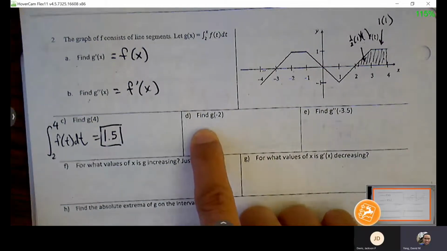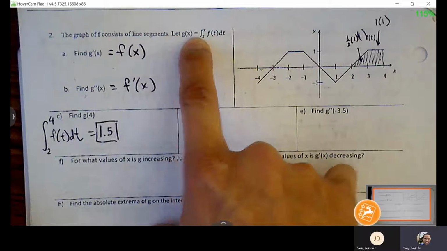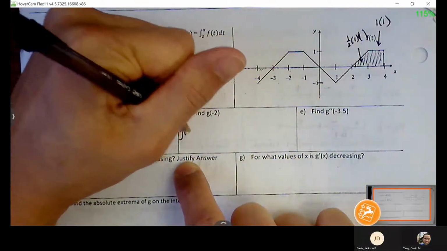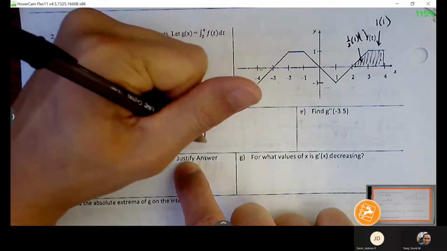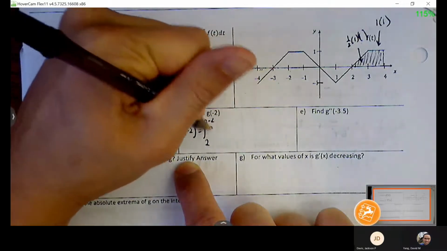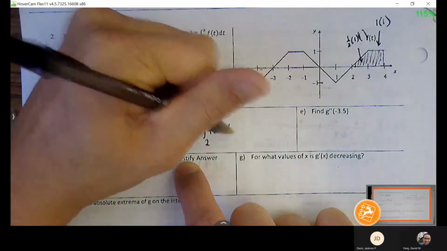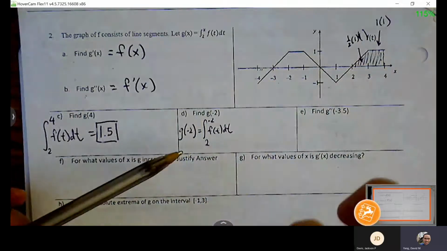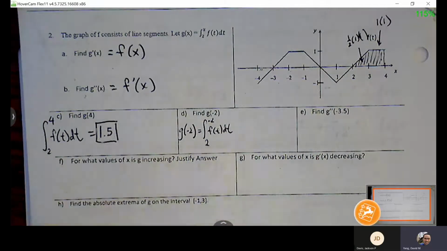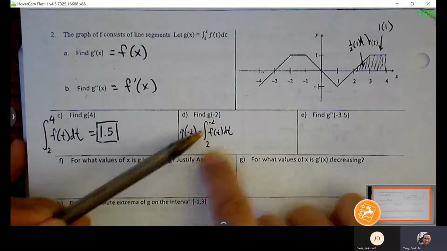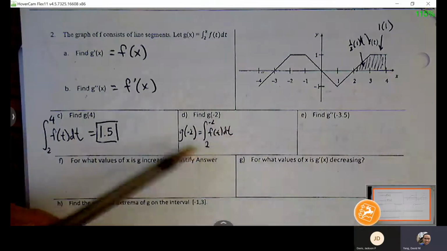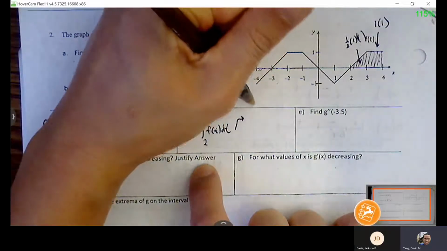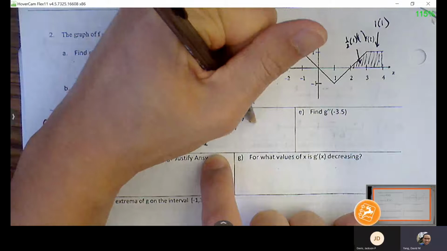Okay, part D, find g of -2. Again, relying on our g of x definition there. So here we're going from 2 to -2. Now, if we're trying to pull information from a graph, we prefer to read the graph from left to right. So I'm going to spend the time to actually flip the bounds, because it's just more confusing to read backwards. But as I flip the bounds, I'm also going to be pulling a negative sign outside.